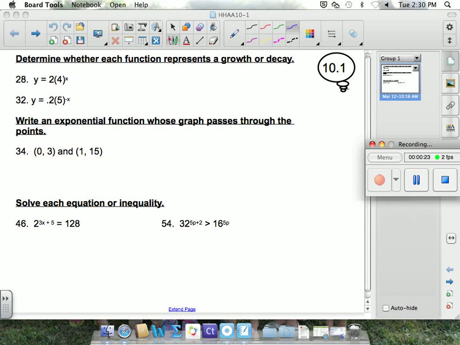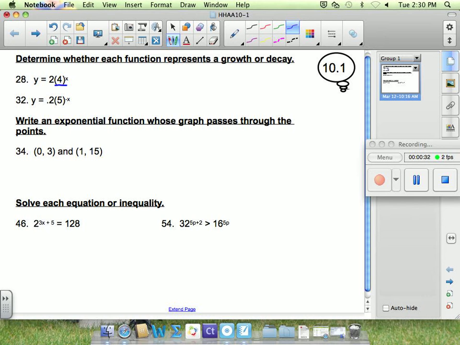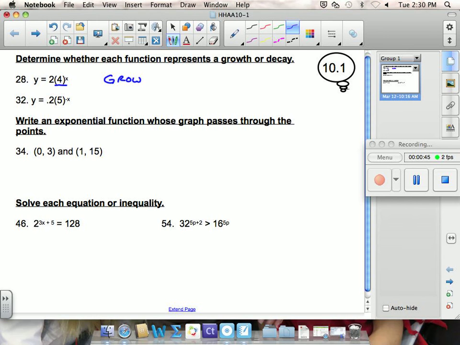So in number 28, we're going to look at the 4. If that's a number that is larger than 1, that's going to be something that gets bigger. Think of your height. If you multiply your height by 4, you get taller and taller and taller. So because that b value is 4, 28 is going to be exponential growth.